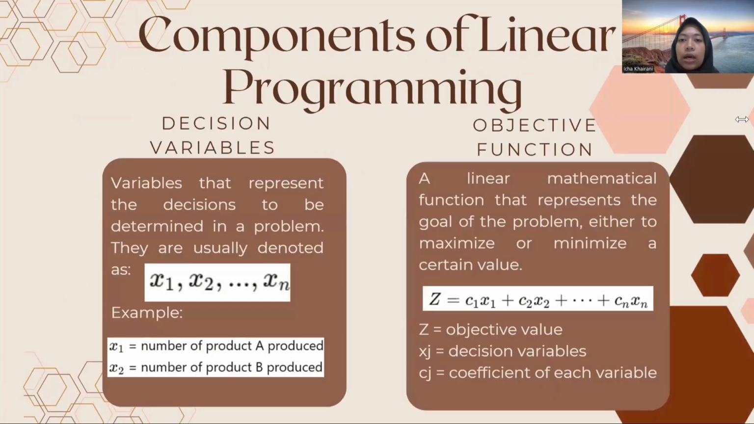The components of linear programming: the first is decision variables. Decision variables are the variables that represent the decisions to be determined in a problem. They are usually denoted as x1, x2, until xn. For example, x1 is equal to the number of product A produced, and x2 is equal to the number of product B produced. The objective function is denoted as z is equal to c1 x1 plus c2 x2 until cn xn. The z is the objective value, the xj is the decision variables, and the cj is the coefficient of each variable.